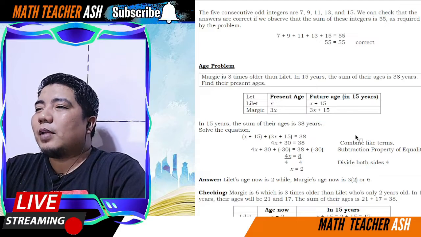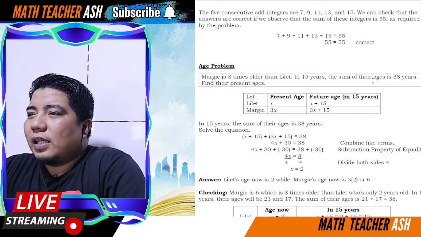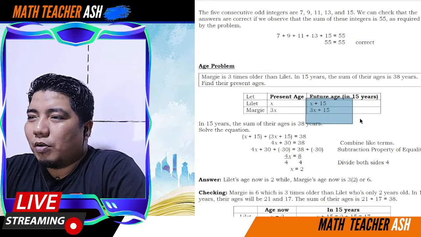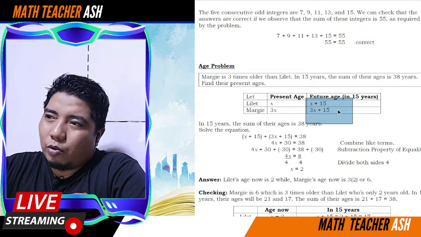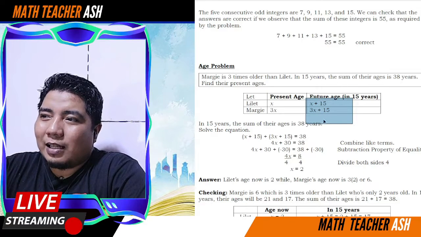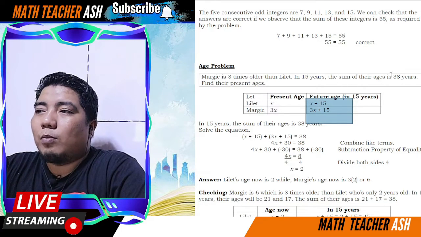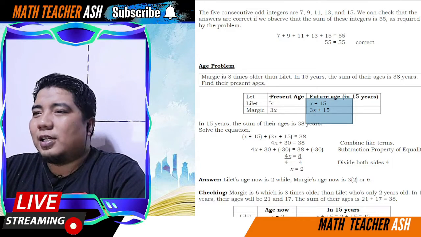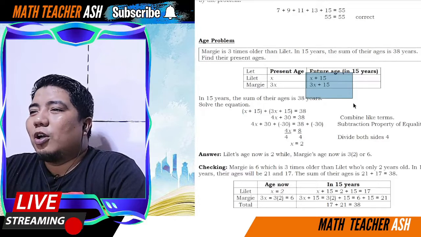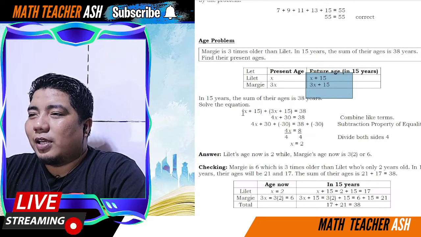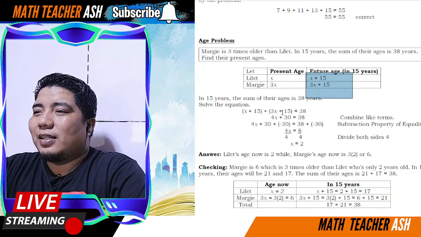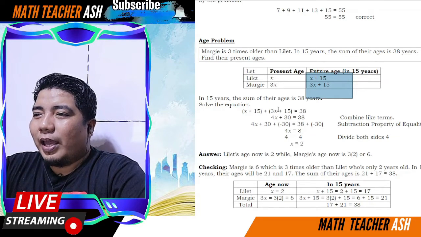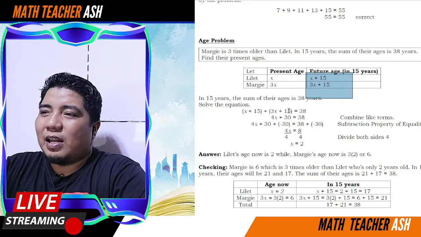Okay. In 15 years, the sum of their ages is 38 years old. So mula dito, i-equate mo ito. The sum. So, i-add mo silang dalawa at i-equal mo kay 38. Alright? So, para makuha mo ang mga ages nila. Okay, so find their present age. Okay, so what we will do now is x plus 15 plus 3x plus 15 equals 38. So, pagsamahin na naman ang mga x and 3x, that is 4x. 15 and 15, that is 30.